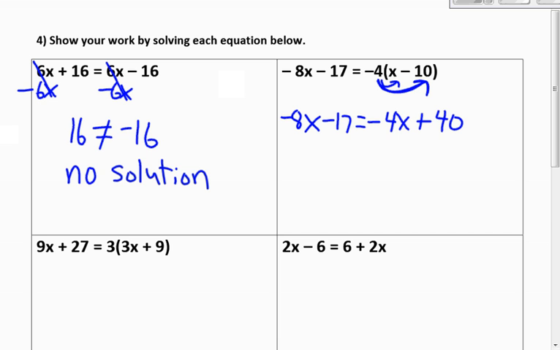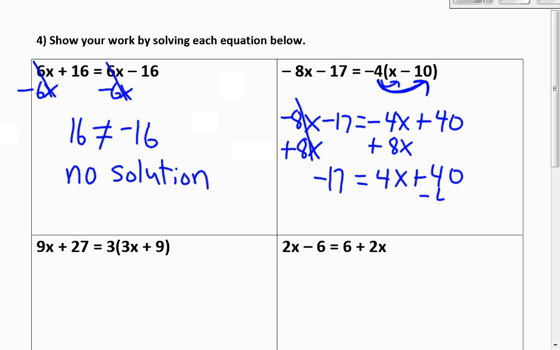So you're looking at variables on both sides. It doesn't matter which x you bring. I usually try to take the smaller and bring it over to the larger. So I'm going to add 8x to both sides, getting them together. On one side, I have negative 17 equals 4x plus 40. Subtract 40 from each side. This cancels. You get 4x equals negative 57.